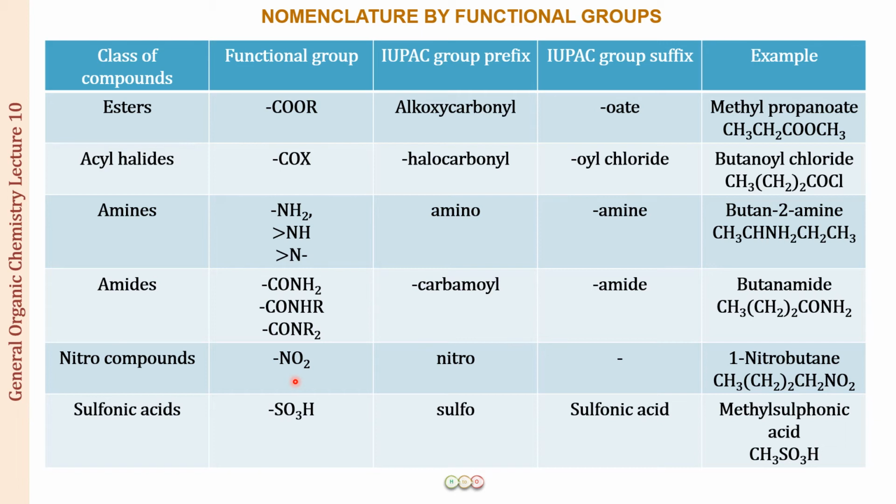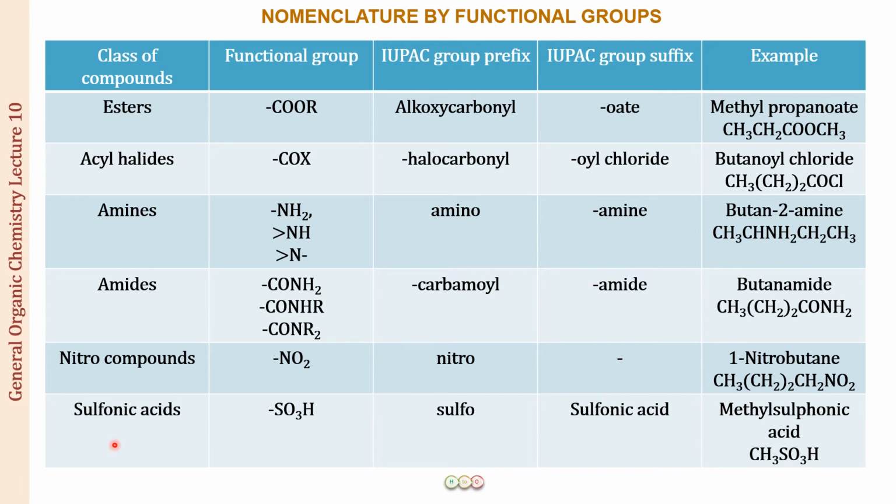So NO2 we will always have as a side group, as a substituent, and we will be using only a prefix for it, that is going to be nitro. There is no secondary suffix for this nitro group. For example, this is 1-nitrobutane, where we have an NO2 group as a side group for this 4-carbon alkane.